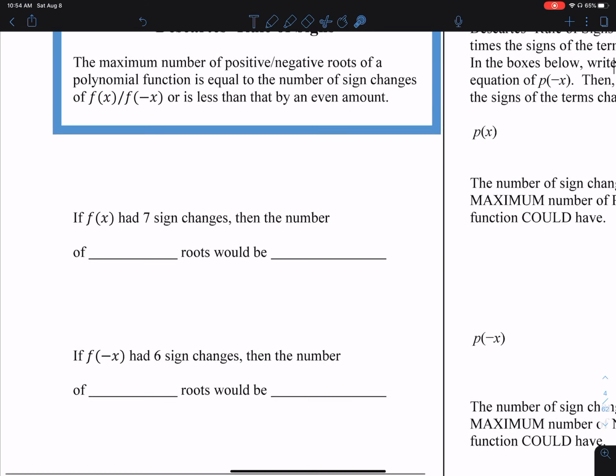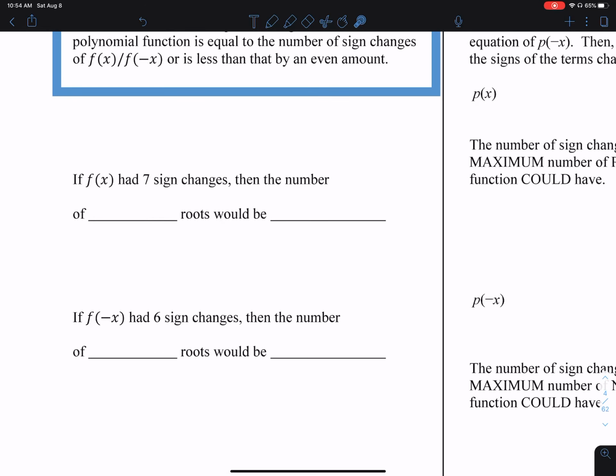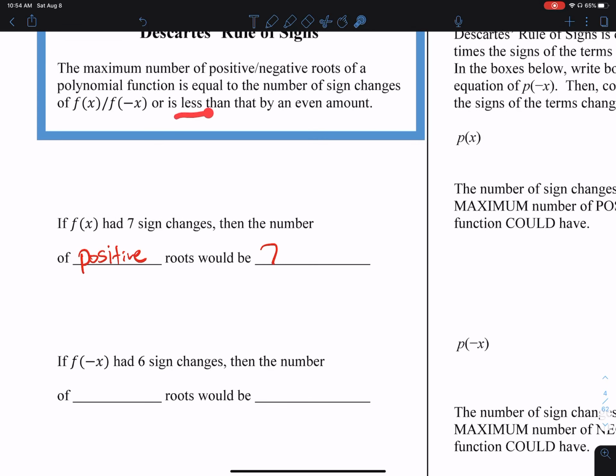Let's check this out and see if we can make sense of this. If f of x, the original function, has 7 sign changes, then the number of positive roots, it's positive because this is f of x, would be 7, or less than that by an even amount. But what's 2 less than 7? 5. What's 2 less than 5? 3. What's 2 less than 3? 1. You stop when you get to 1 or 0.